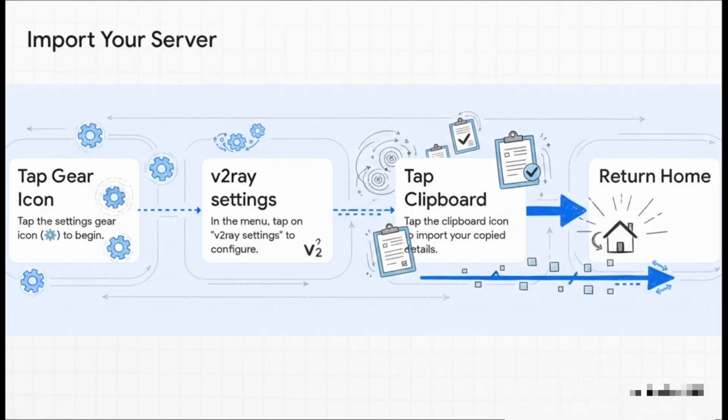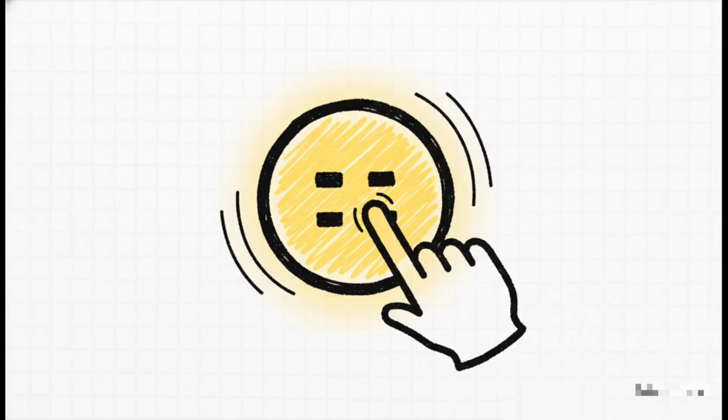Now let's import those server details we copied. Tap the little gear icon to pop into the settings. In there, you'll see an option for V2Ray settings. Tap that. Now look for the little clipboard icon. The app is smart. It knows you have that server info copied. Just tap that icon and it'll paste everything in automatically. Perfect. Once that's done, just head on back to the home screen. And that is it. Seriously, all the configuration is done. The only thing left to do is press that big connect button.